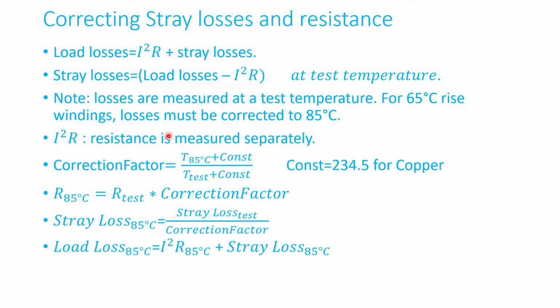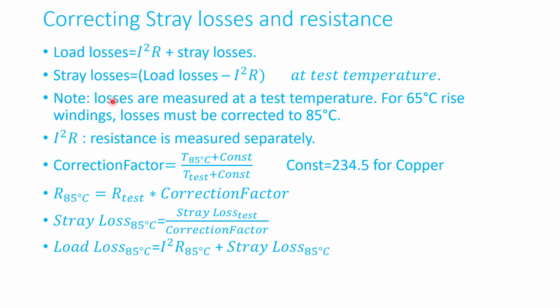So after the load loss and impedance voltage values are measured, now you can correct stray losses and the resistance. Load losses, as I stated before, is nothing else but a sum of I squared R, so the losses due to the resistance of the conductor, plus the stray losses. So when the flux leaks out of the main core, it goes to the structural components like core clamps, as I showed in the previous pictures. So it causes some heat or losses. So then from this, we know that the stray losses is load losses minus I squared R. So this is measured at the test temperature.